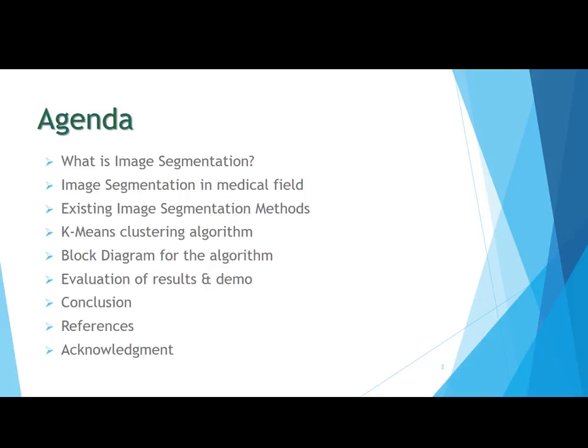We shall start with what exactly is image segmentation. Then we'll go through some of its applications, and we'll see some of the existing image segmentation methods that we have, and we will go through the proposed k-means clustering algorithm, and then we'll see how the block diagram shows the entire process of implementation of this algorithm, and we'll go through some of the results, and we will have a small demo, and we'll conclude this project report.